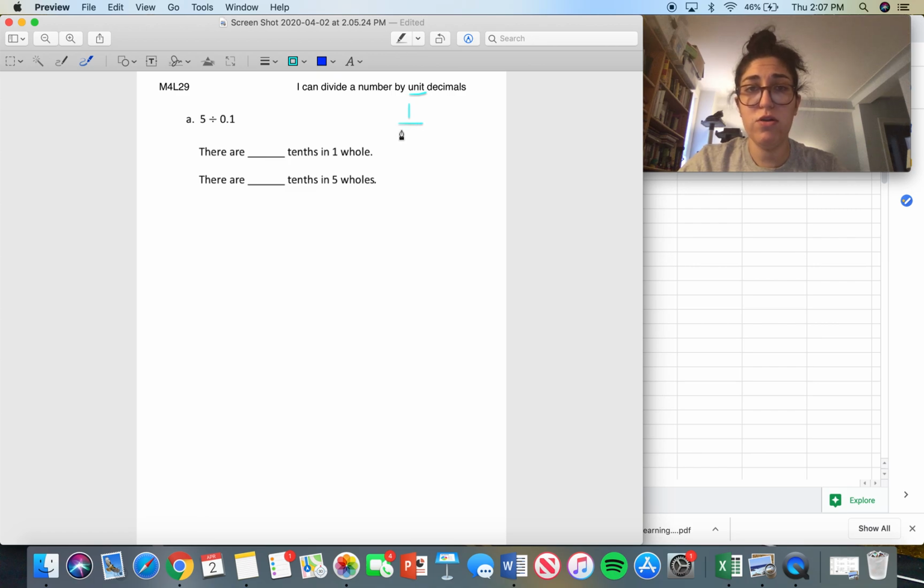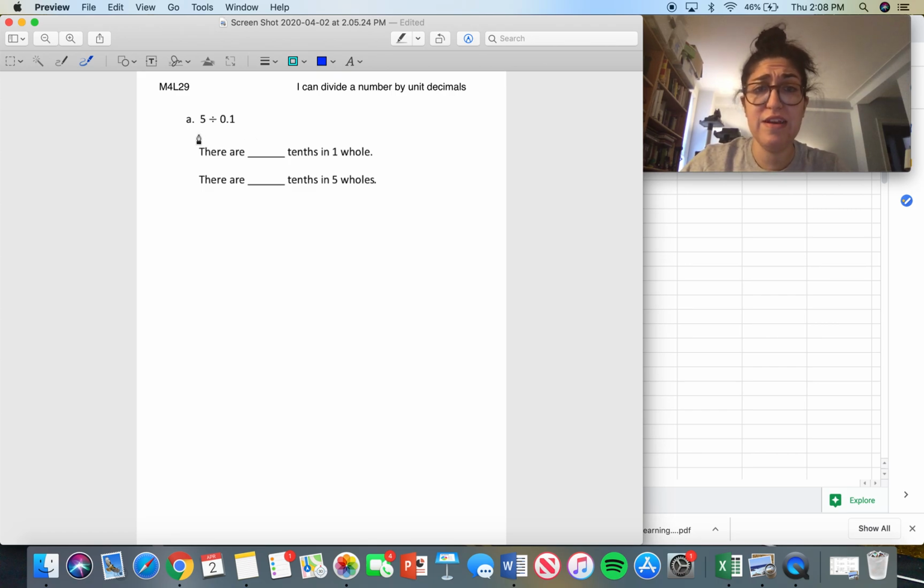So, right, 1/10 or 1/100th, right? So we already know how to divide by fractions. We've been doing that. So now all we're doing is taking that knowledge and figuring out how to divide the same number by a decimal. So we're going to go through 3 quick problems that will hopefully help you as you go through your Zearn lesson for Module 4, Lesson 29.